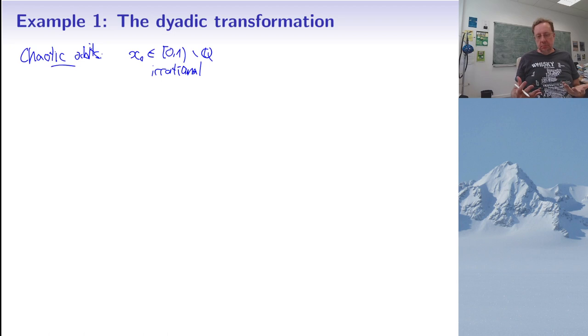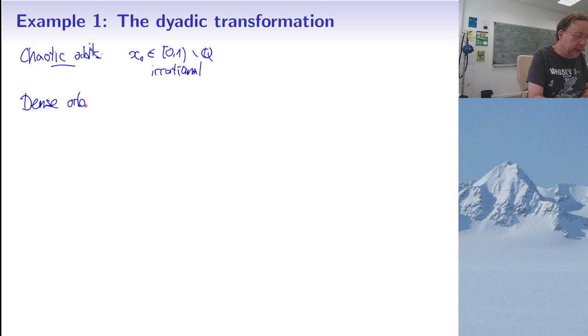Now some expansions of these irrational numbers may repeat a lot, so you could have expansions like maybe 2 zeros followed by 1, and then 3 zeros followed by 1, and 4 zeros followed by 1, something like that. But you can also have more interesting things. For instance, I claim that there is a dense orbit. Dense means that this orbit will get as close as I like to any point in the interval.